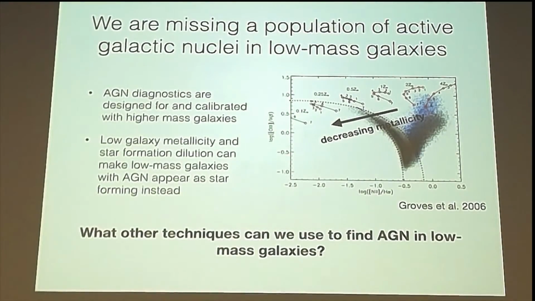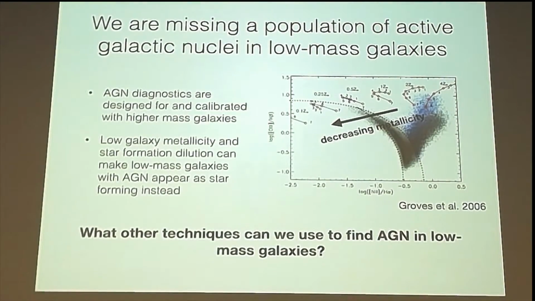So that's the same BPT diagram, but what this is showing is how an object's position on the diagram would change with the galaxy metallicity. As you decrease the metallicity, something that would normally fall in the AGN region instead falls in the star-forming region. You can also have strong star formation, which could dilute the signal from a relatively low luminosity AGN and make it so that you wouldn't detect it with this diagram.